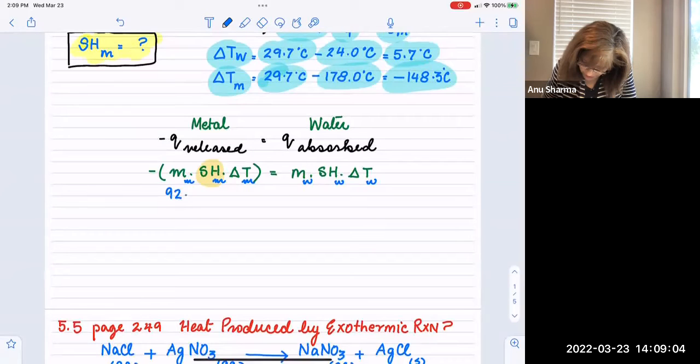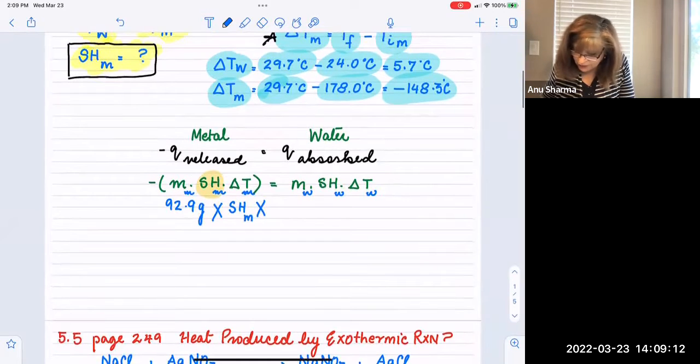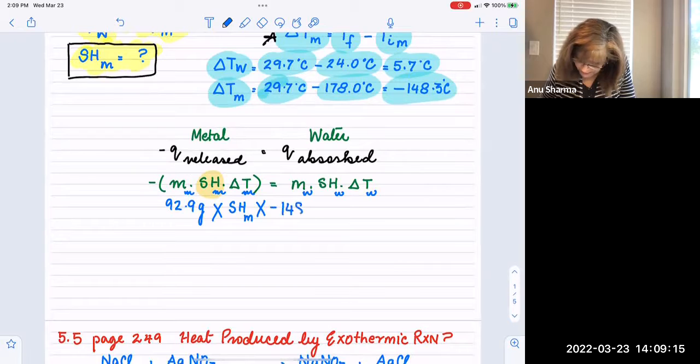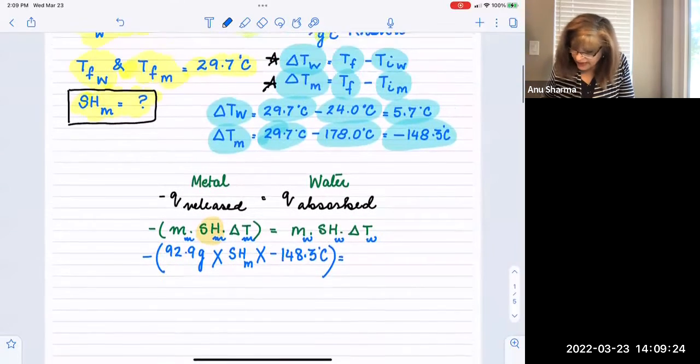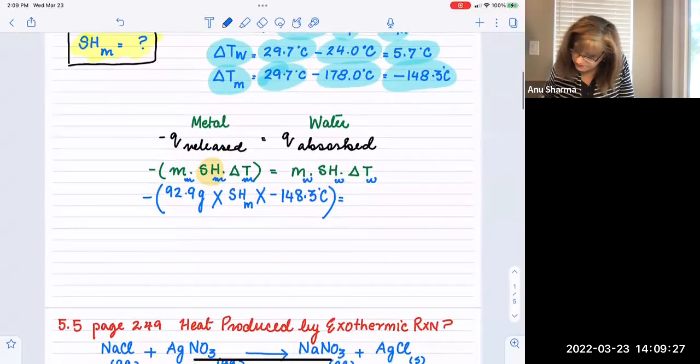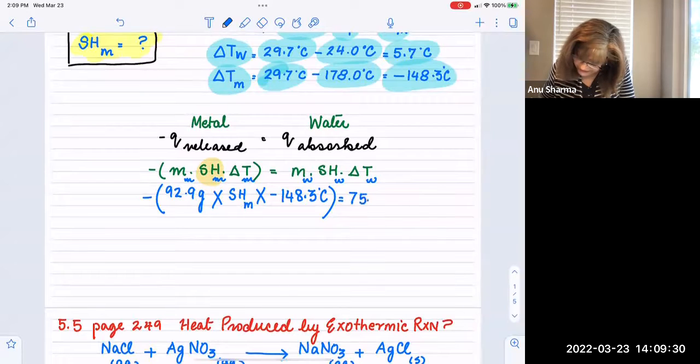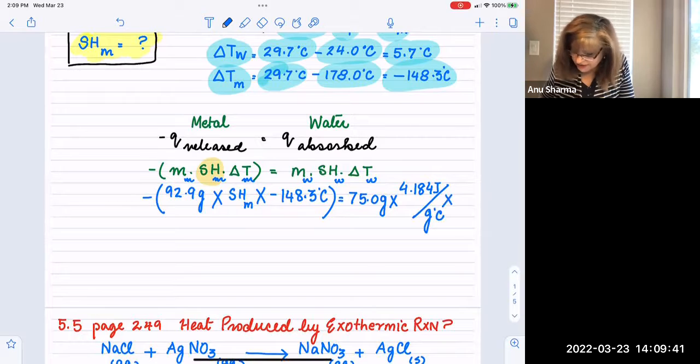So 92.9 grams times the specific heat of the metal, which we are trying to find, times the delta T value for the metal, which is negative 148.3 degrees Celsius. And this whole thing is a negative number. This is equal to the mass of the water, 75.0 grams, times the specific heat of water, 4.184 joules per gram degrees Celsius, times the change in temperature, 5.7 degrees Celsius.